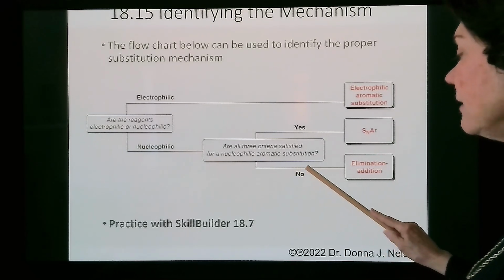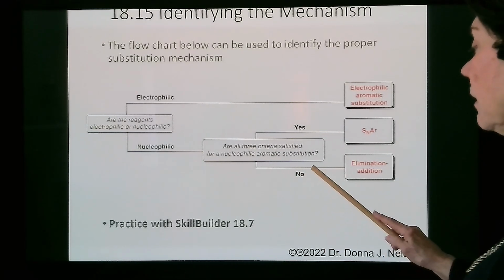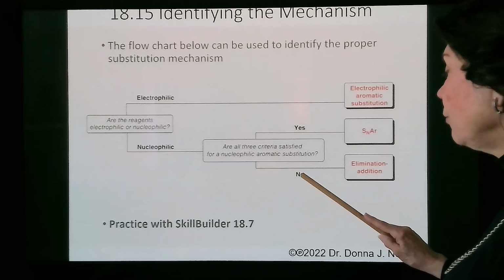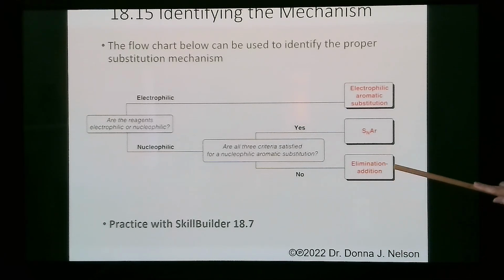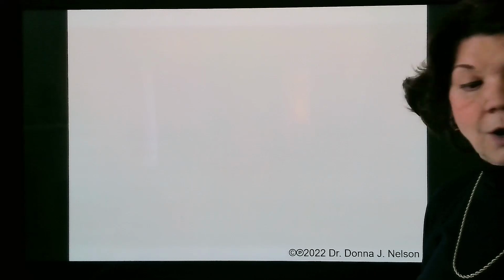It does not have a stabilizing group, ortho or para, to the leaving group. And so this goes through the benzyne mechanism. So it can be called elimination addition or the benzyne mechanism. And so this finalizes our lectures in chapter 18, the reactions of aromatic compounds.